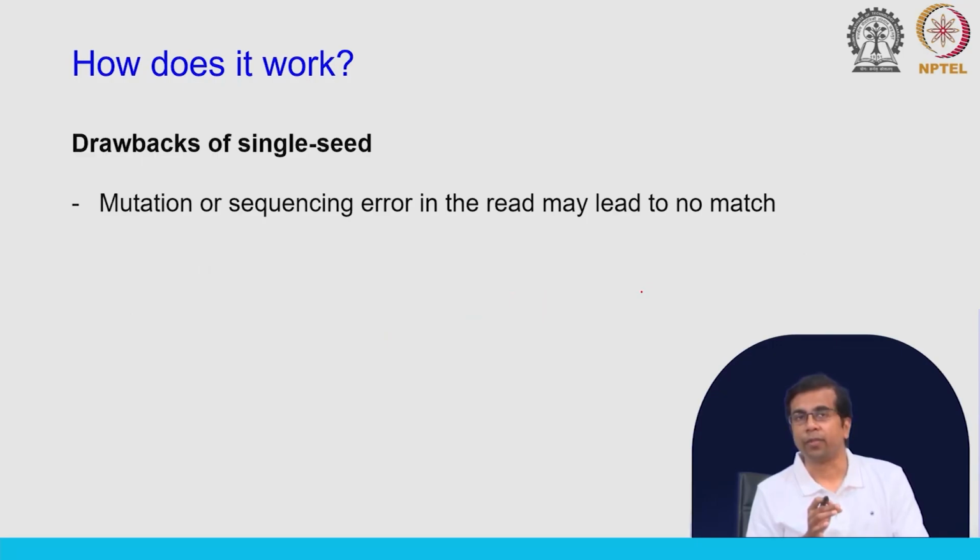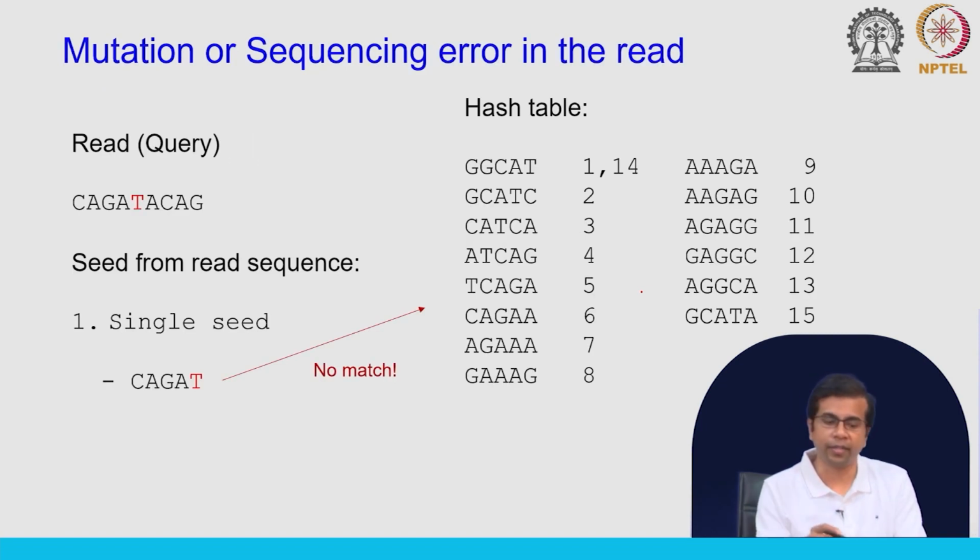Why we don't use this most of the time is because if you have a mutation or sequencing error in the read, this may lead to no match. So, you may not be able to find that seed in the hash table. Imagine this example: instead of this A here, you have a T. In red, this is the mutation or sequencing error in the read, and when we compare against the hash table of the reference sequence, we do not see any match.